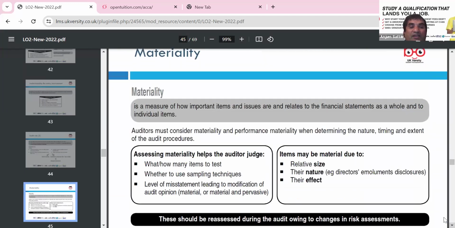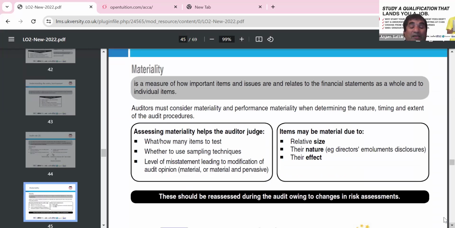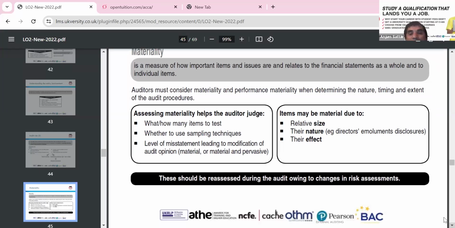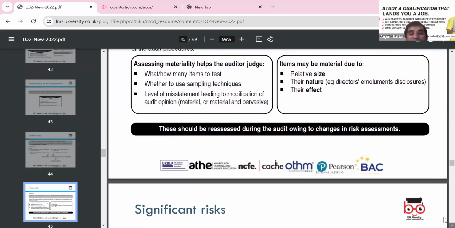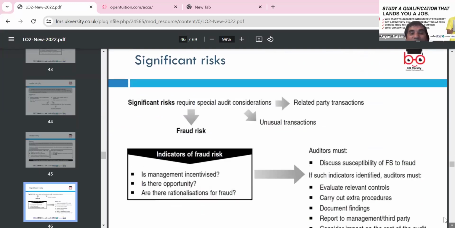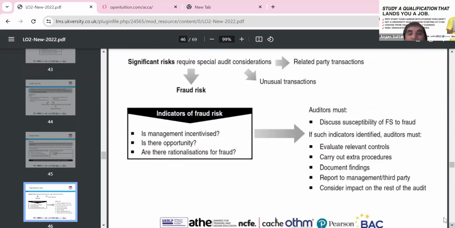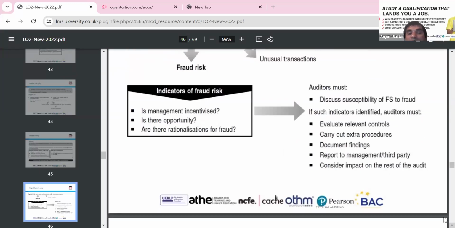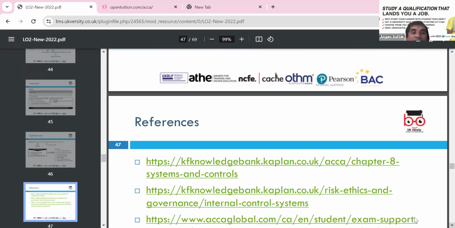So material misstatement: all the material information should be disclosed; materiality means significant. Like I gave you the example of 10 pounds, which may not be significant in a multi-million pound company. But if we carry on not caring about 10 pounds, it can become material. We consider the size, nature and effect, and significant risk, fraud indicators, management incentives and opportunities, and then we can give our views.